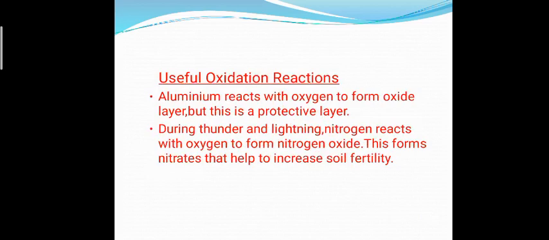Now see some useful oxidation reactions. Aluminium reacts with oxygen to form an oxide layer, which is blackish in color, and it protects the remaining aluminium from getting oxidized. During thunder and lightning, nitrogen reacts with oxygen to form nitrogen oxide. This forms nitrates which help to increase the soil fertility.